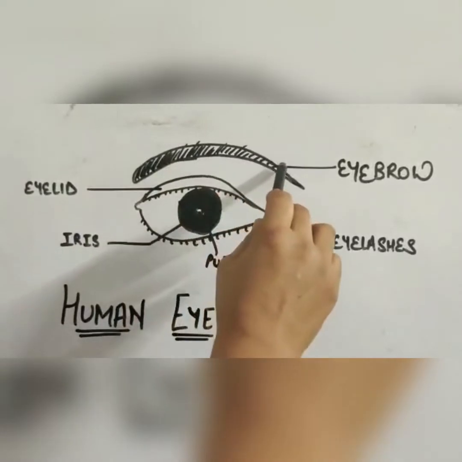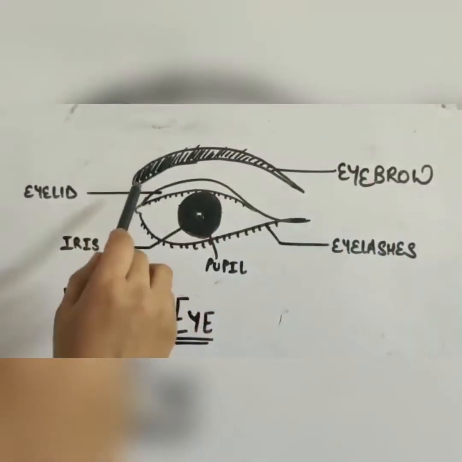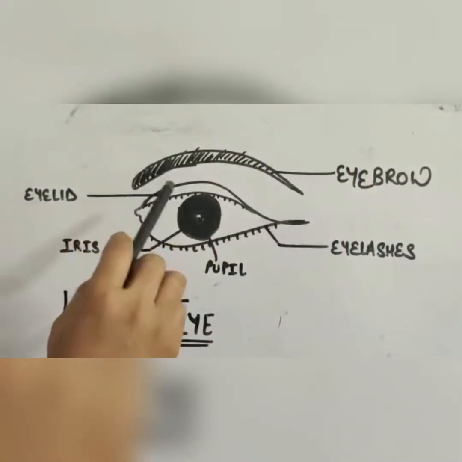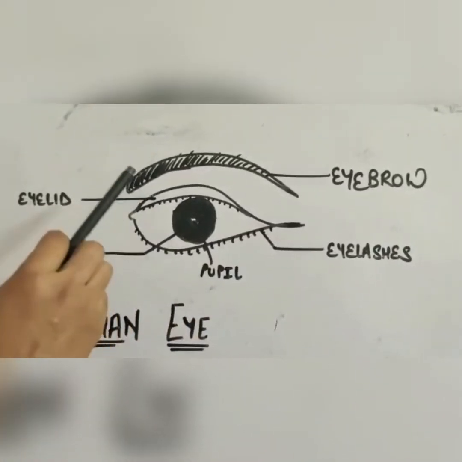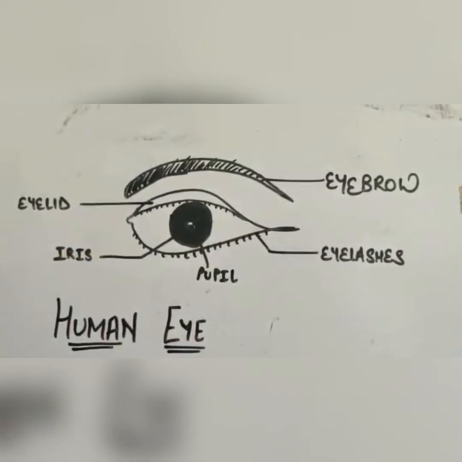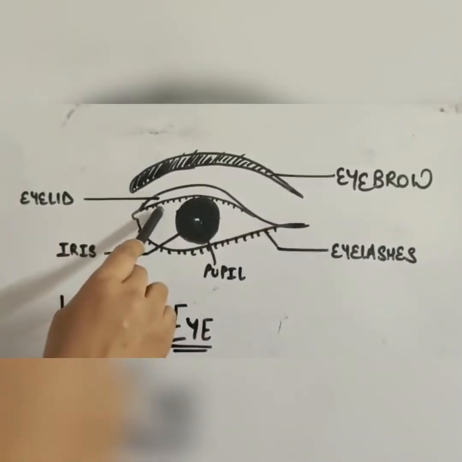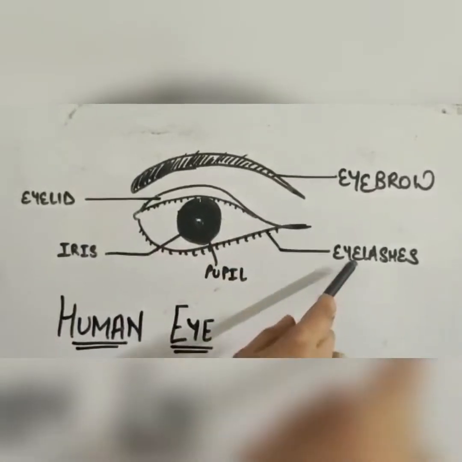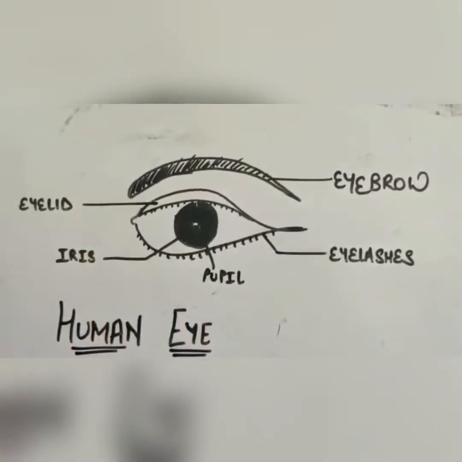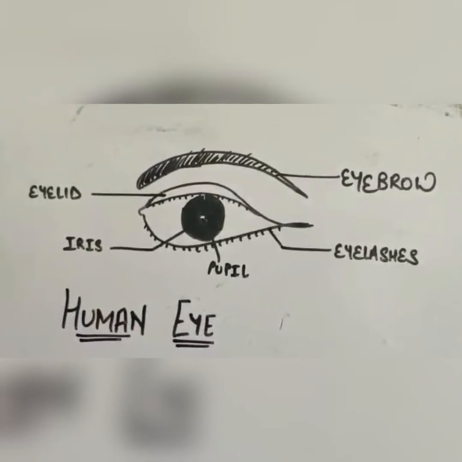That black line just above the eye is the eyebrow, and this eyelid acts as a shutter for the eye. It protects the eye from shocks, injuries and bright light. And these small hairs are eyelashes. They protect the eyes from the entry of dust particles.